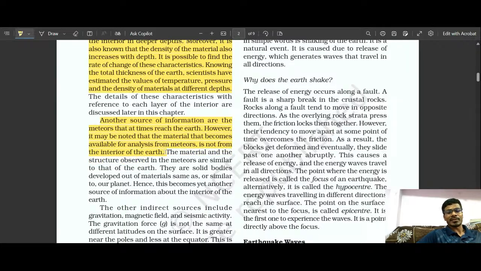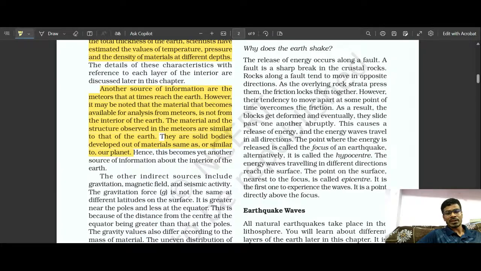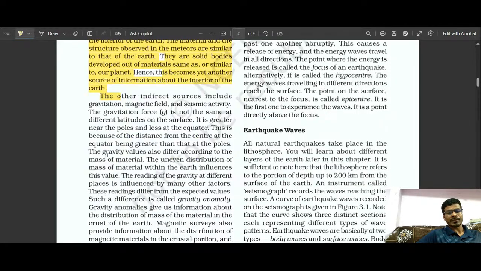The material and structure observed in meteors are similar to those of the earth because they were formed almost in the same age. They are solid bodies, developed out of material the same as or similar to our planet, the earth. Hence this has become yet another source of information about the earth.